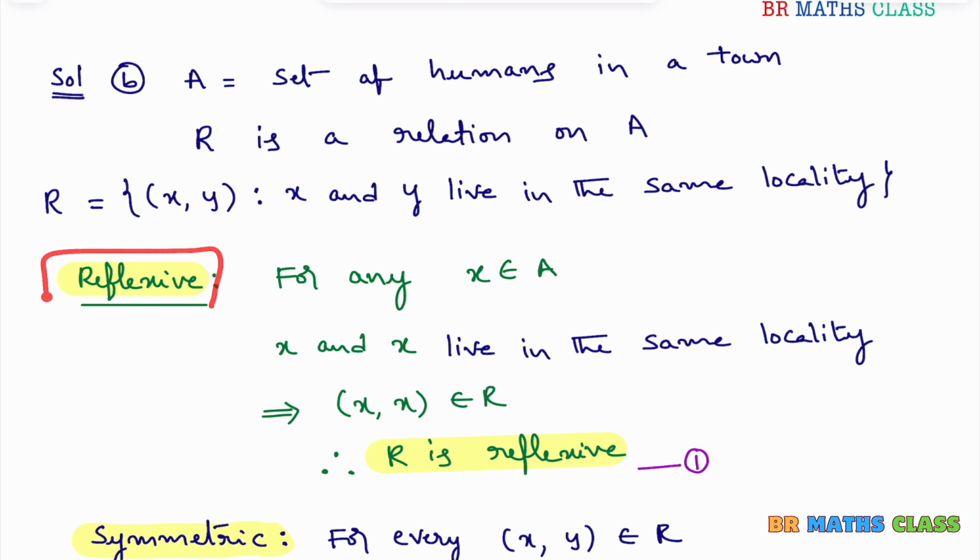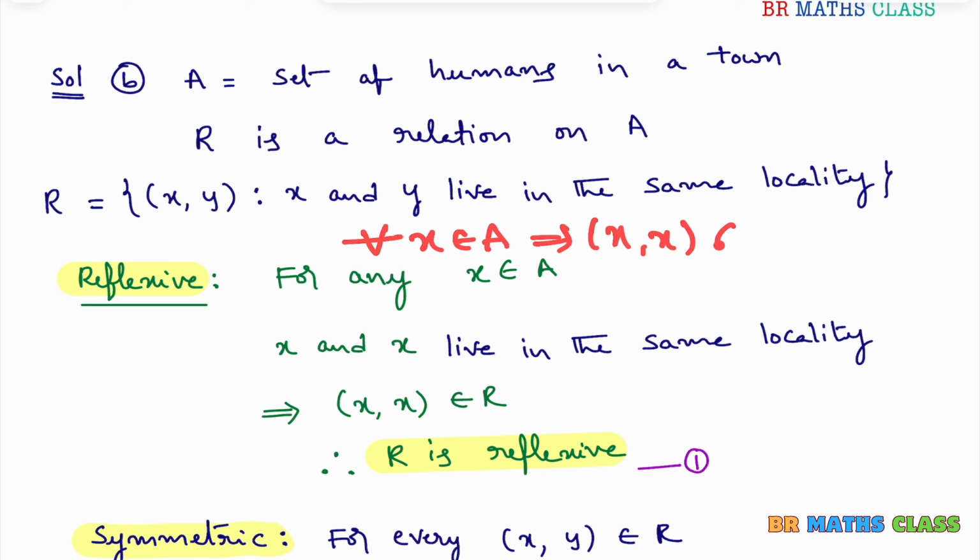Now reflexive relation. Let's see how to write the answer for this. You know what is the reflexive definition? For any x belongs to A, ordered pair x comma x belongs to the relation, then we say that relation is reflexive.